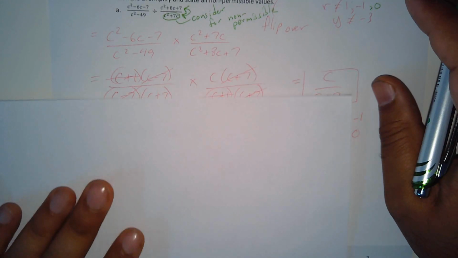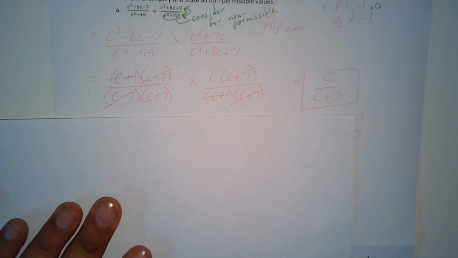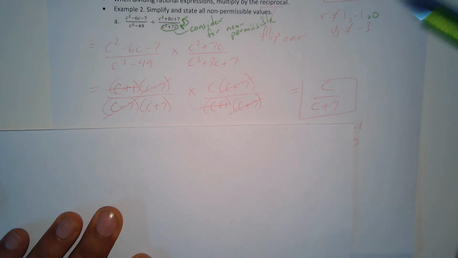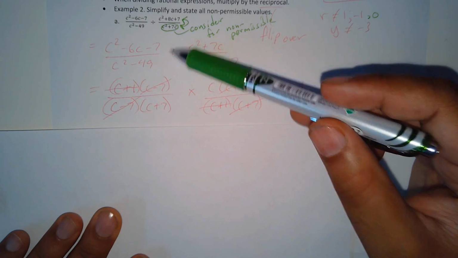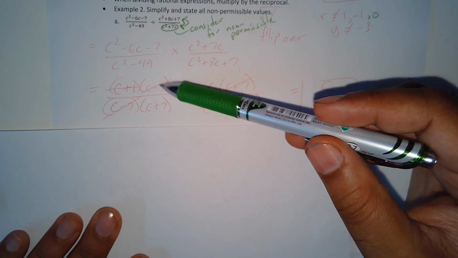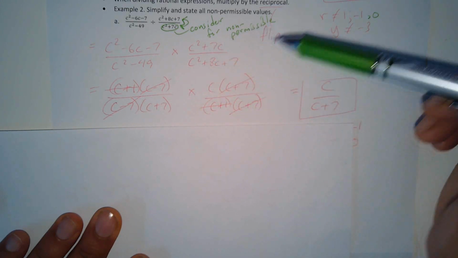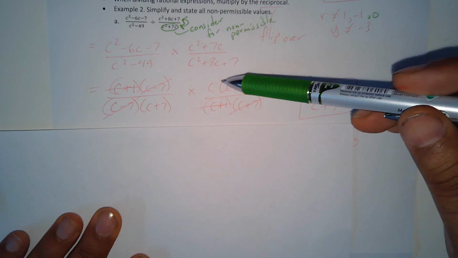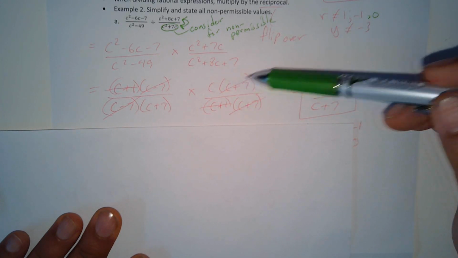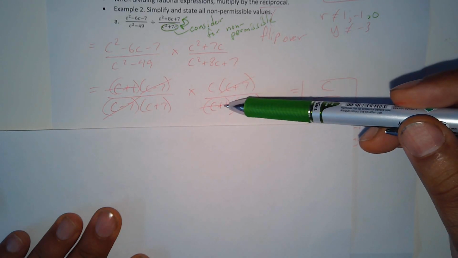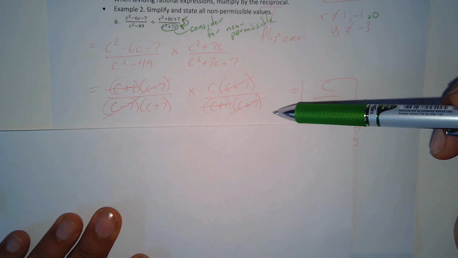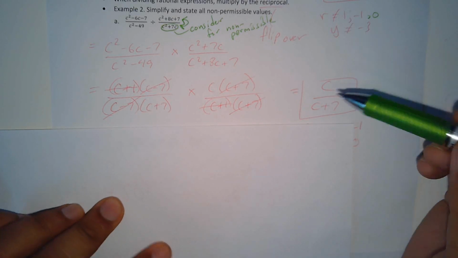It's been flipped over, and so now I've factored everything. I factored c squared minus 6c minus 7, so that's c plus 1, c minus 7. Difference of squares here, c minus 7, c plus 7. This one, a c comes out, so it's c plus 7, and then this one factors out to c plus 1, c plus 7.